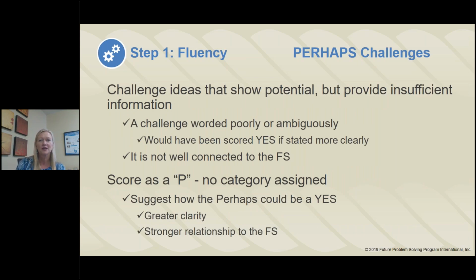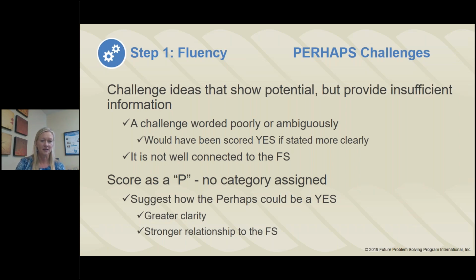So the next category for evaluating challenges are those challenges that have potential, but they don't have sufficient information. Maybe they've been worded poorly. Maybe if they had been stated more clearly, they would have been a yes, but because of the word choice the students used, or maybe they're not well connected to the future scene, we would score that as a P for perhaps. We would not assign a category because only yes challenges can have a category assigned.